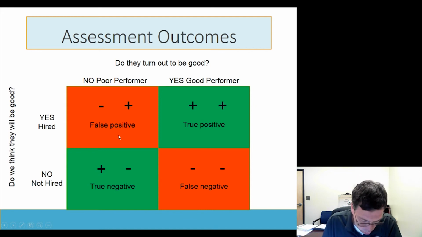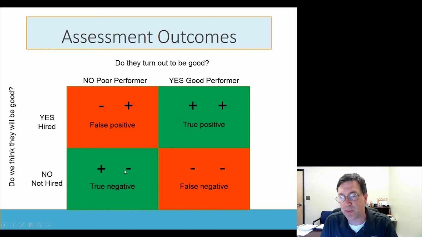What are we trying to do when we go through these processes? We're putting people into one of four boxes. We're trying to get as many correctly in the two green boxes. We think they're going to be good, we hire them, they turn out to be good. We think they're going to be bad, we don't hire them, and they in fact would not have been good, they would have been bad.